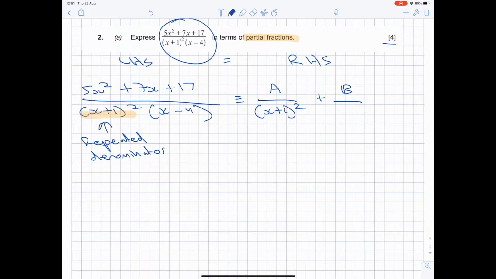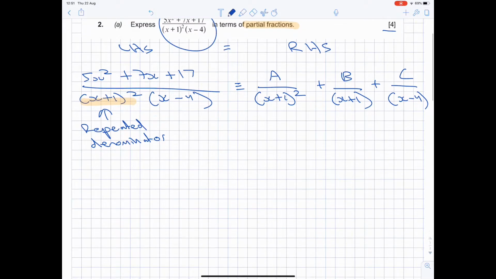Second one, so we're going to use B, and this time it's just going to be x plus 1, so without the squared. So it's just x plus 1. And third fraction in this case would be C over x minus 4. So we're not using any of the x plus 1s, it's just the x minus 4. So you could see I used A, B, C. You could really use anything, but it's just easier to use A, B, C. You're just going up in the alphabetical order, so it's just easier.